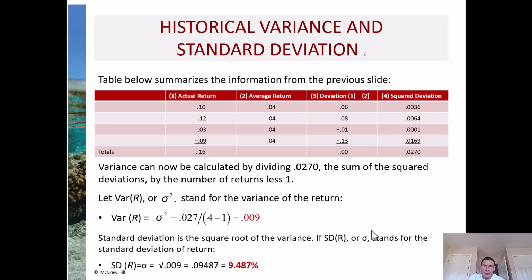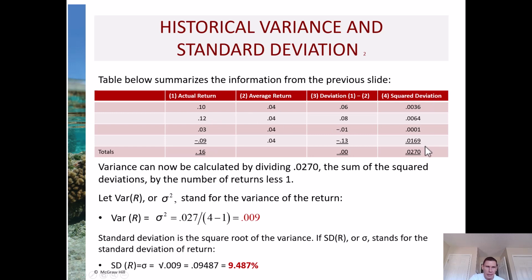The table below summarizes the information from the previous slide. You can see the actual returns here in column 1. The average return, of course, is the same for all of them in column 2. We've got the deviations, which of course is just subtracting column 2 from column 1. And then we have the squared deviation.